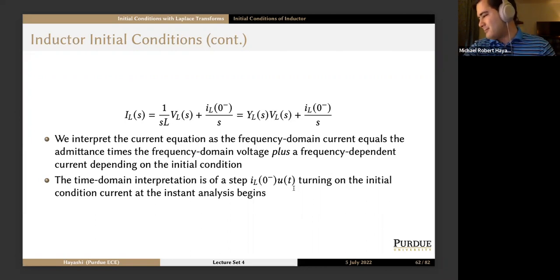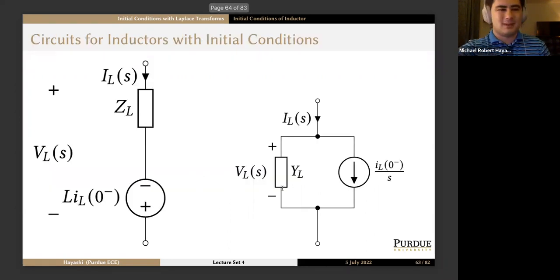In circuit form, it's going to look like this. V_L is defined across both these components in this view of the world. I_L(s) is going to flow through Z_L, and then i_L(0-) works in opposition to the overall voltage. Or we have the current being defined through both components, and we have our generic admittance symbol Y_L, and then we have this current that works in concert, i_L(0-) divided by s.